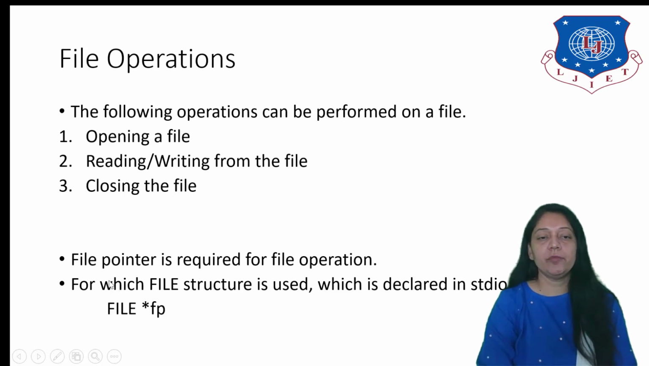For making a file pointer, what is the syntax? FILE is a structure which has already been created and stored in the library. If you want to create the file pointer, we'll write FILE *fp. You can give any name to the file pointer. I've given the name fp here. It means that fp is a pointer which is pointing to a FILE. This is just like a structure pointer which we have seen in an earlier video.